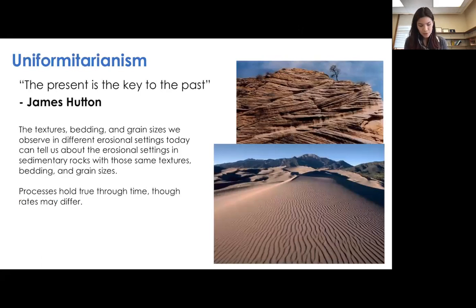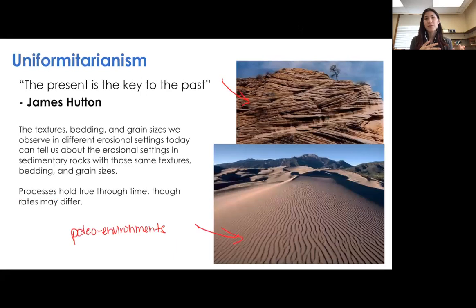So if we see a dune environment today that has ripples, and if we cut away into that dune, we see things like crossbeds. It means if we see similar features in the rock record, like this, that those rocks were probably formed in a similar environment. So we can start to interpret what we call paleo environments by comparing the textures that we see in rocks to the textures that we see in modern deposits.